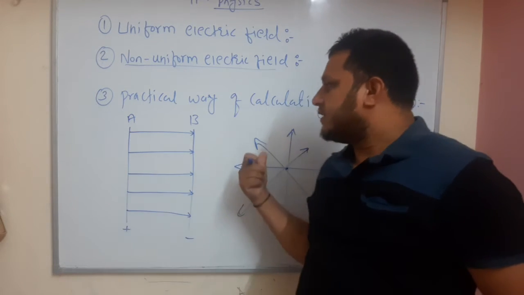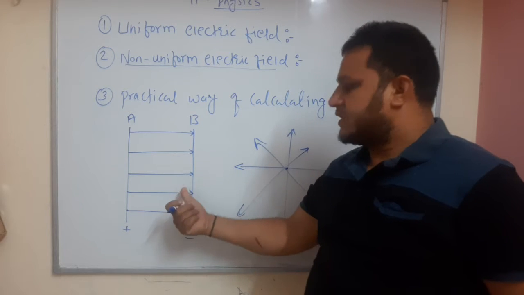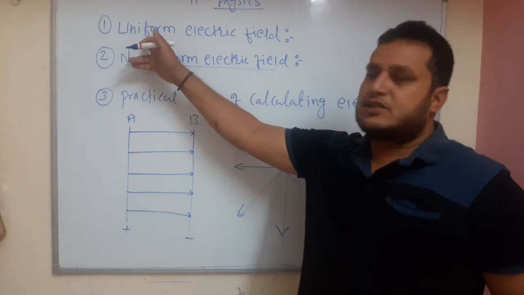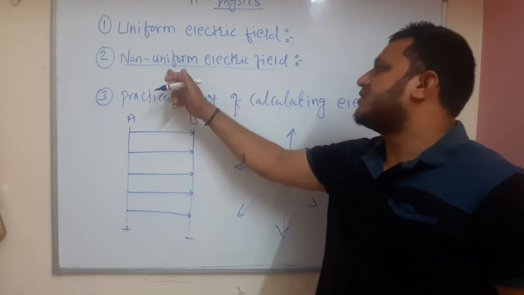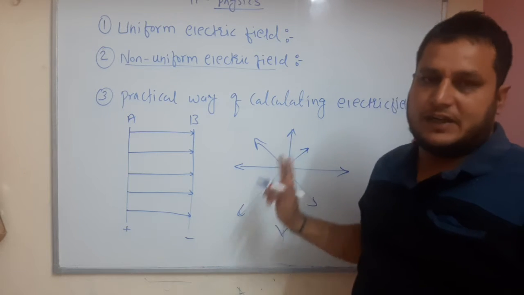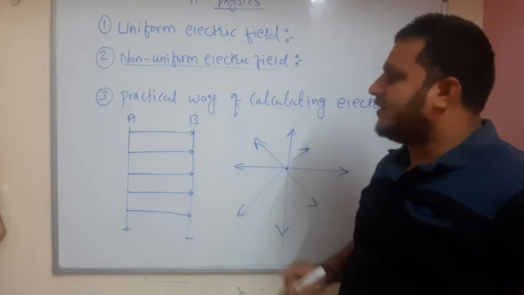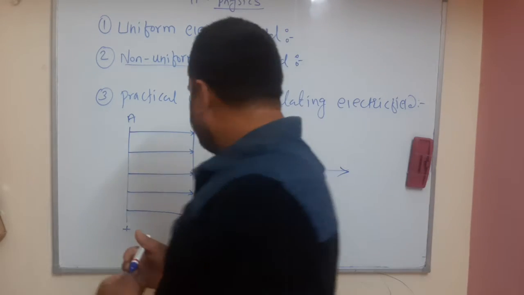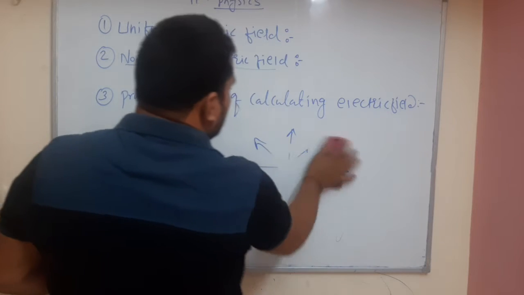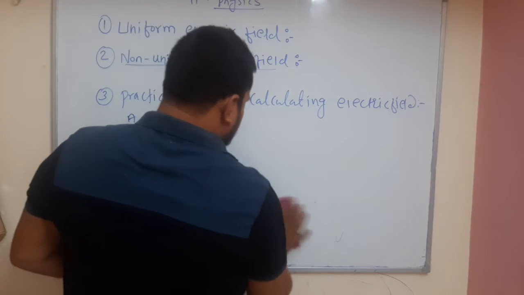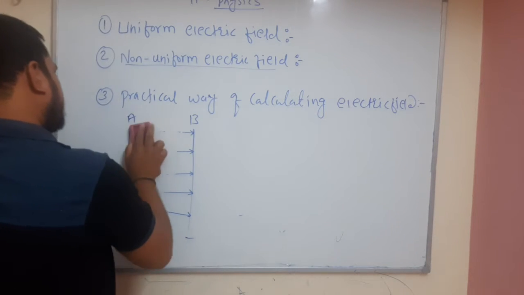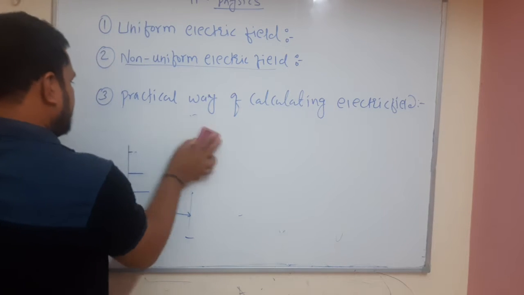These are the two diagrams which help you understand. First is uniform electric field and second is non-uniform electric field. Okay, next we'll discuss the practical way of calculating electric field. Suppose we take an example, and we continue this example.